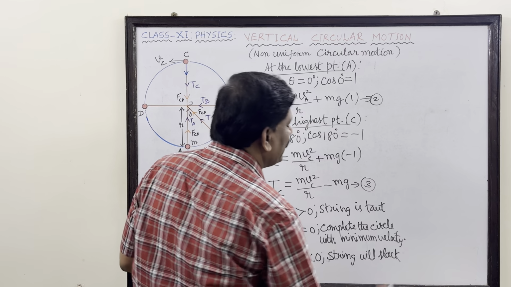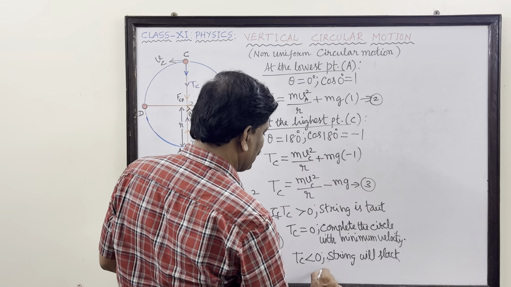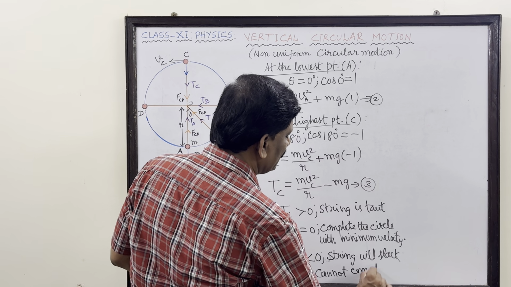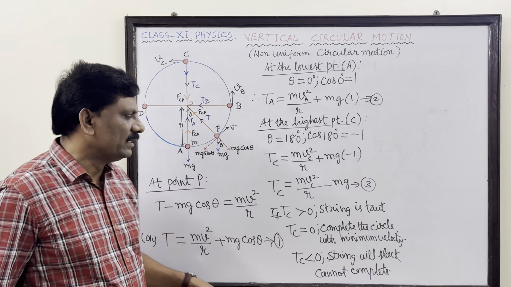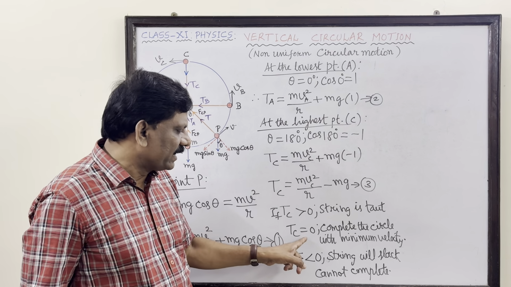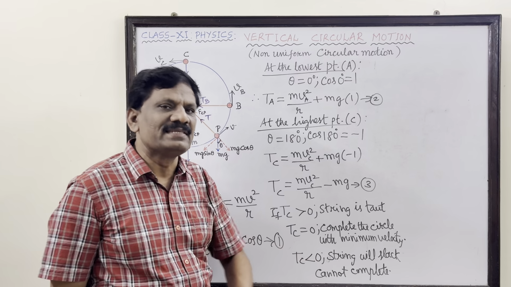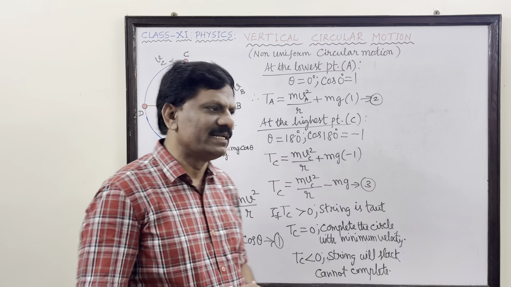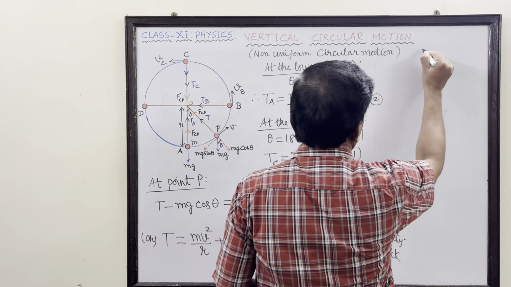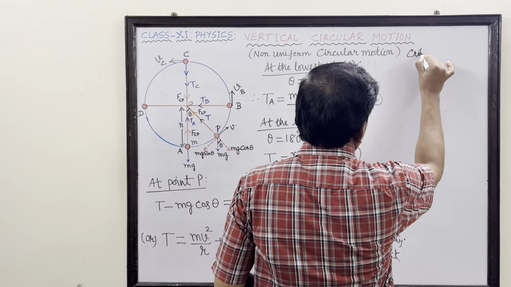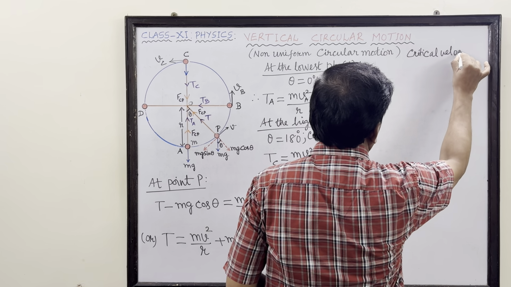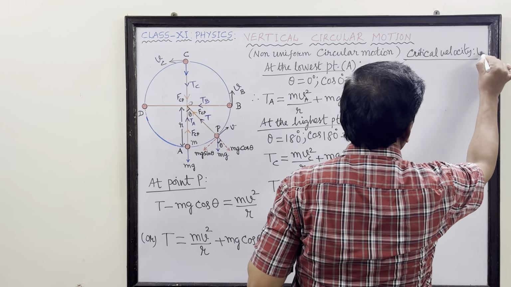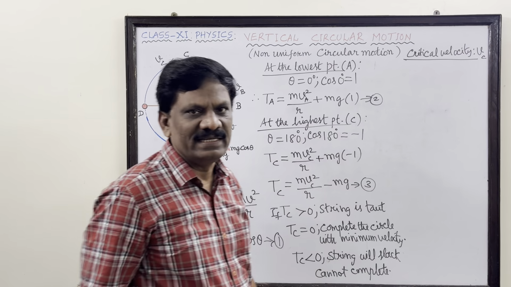Slack means you cannot complete the circle. So under this condition, Tc equal to 0 implies that there is a certain minimum velocity with which the body has to complete the vertical circle. So we are going to derive an expression for the critical velocity, the minimum velocity at the highest point. The point is C, therefore its symbol is Vc, the critical velocity.